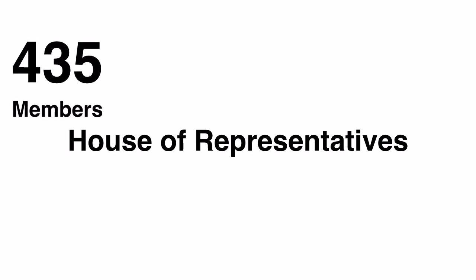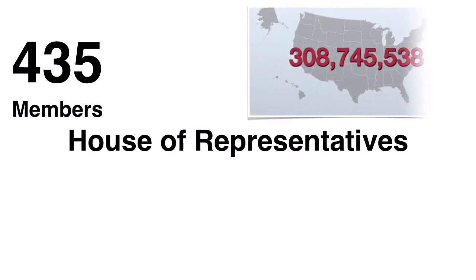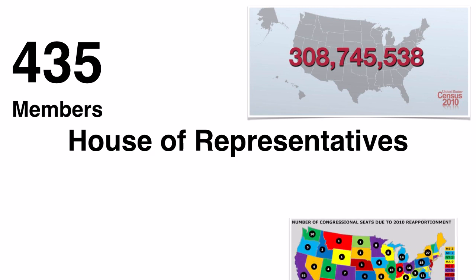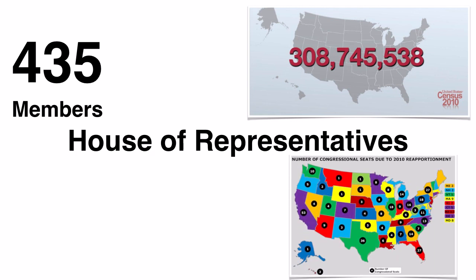The House of Representatives has 435 members, which are apportioned or divided up between the states based on population. But how do they decide how many representatives each state gets? Well, the Constitution states that every 10 years the country must hold a census where every American is counted. Once the population of the United States is known, the 435 members are assigned, with the largest states getting the most members and the small states getting the least. Every state gets at least one member.